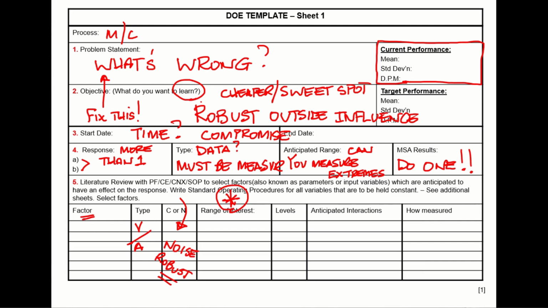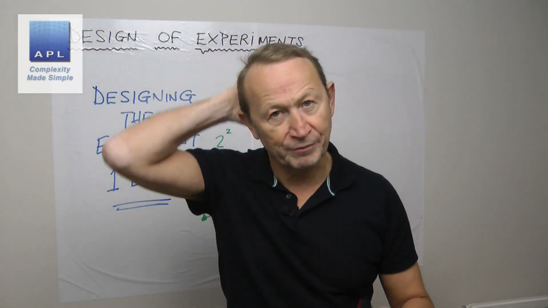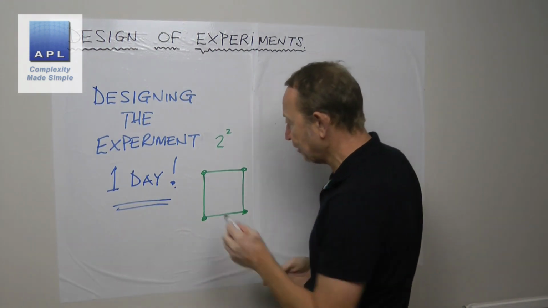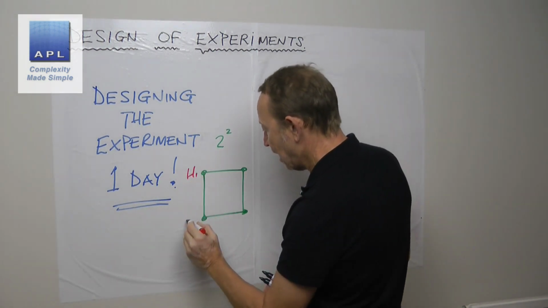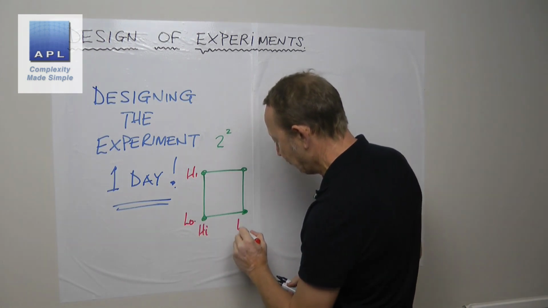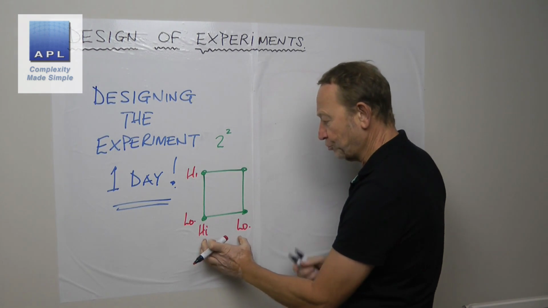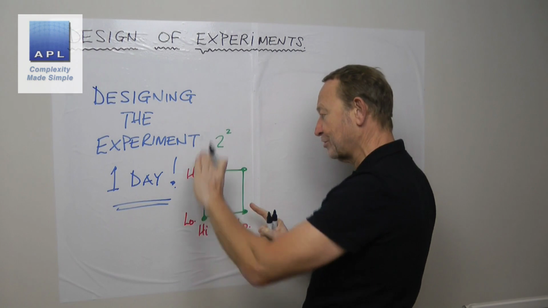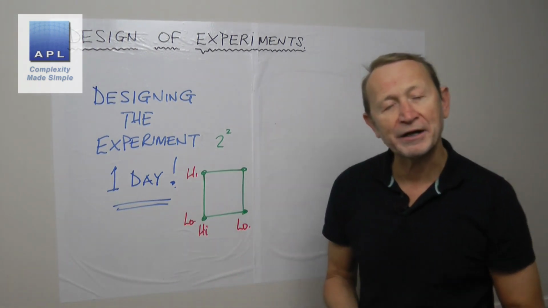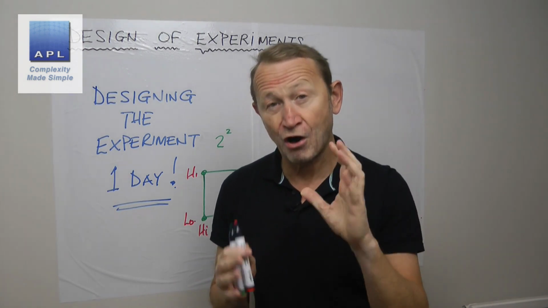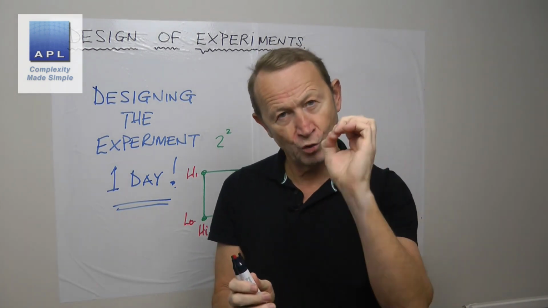Let me show you why this is important. Okay, so now what we're talking about, of course, is the size of the box. So we've got the high and the low value for each variable. You choose how big the box is. You choose where this box is in experimental space. This is important. These decisions are crucial to the experiment working really well.